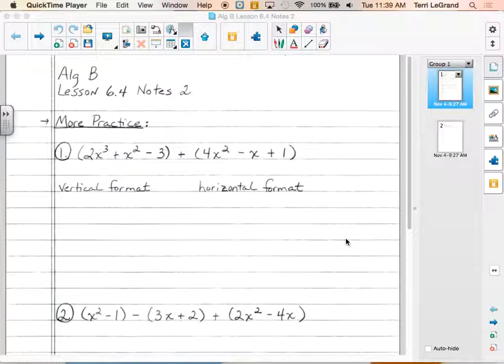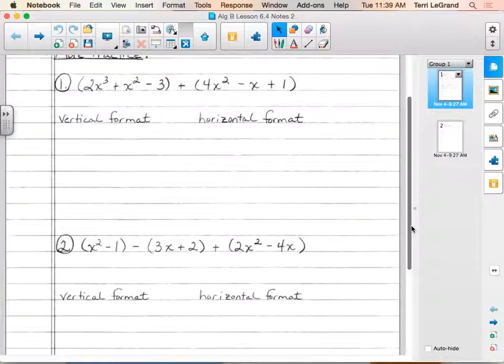And then we also talked about there are a couple of different ways you can add. You can either use the vertical format or you can use the horizontal. We are going to practice both of them together right now because the ones we're practicing today, what turns out is we don't have exact like terms in the polynomials. So let's look at number one.